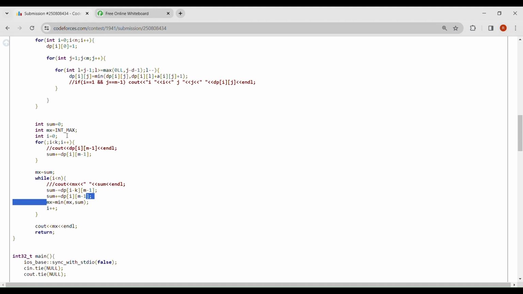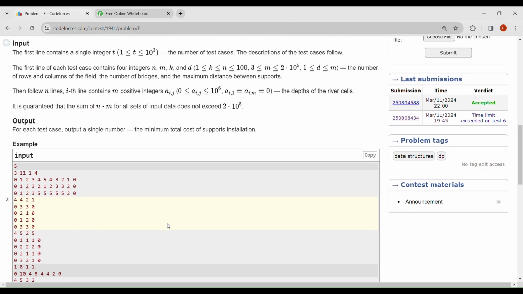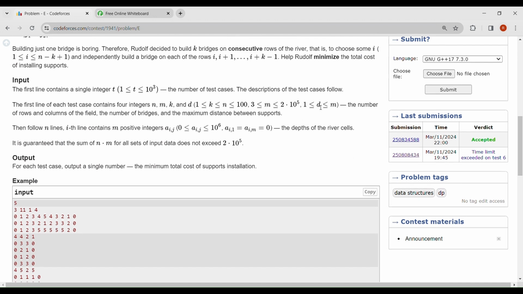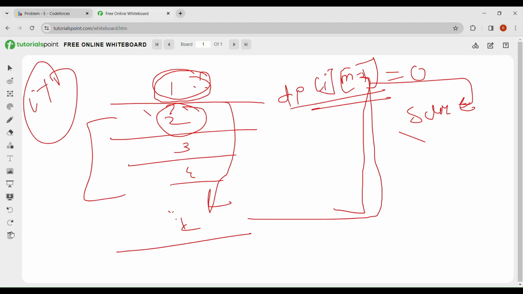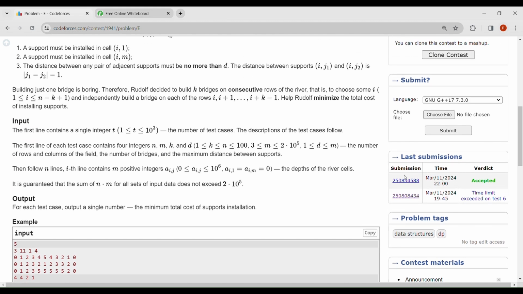But this solution will give TLE, because suppose the d value is m, like it is already mentioned here, d will be smaller than or equal to m. So if it is equal to m, then TLE will be given, and that is shown here. So how do we overcome that? Just think of a little approach.